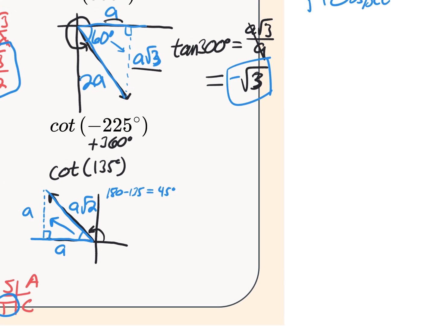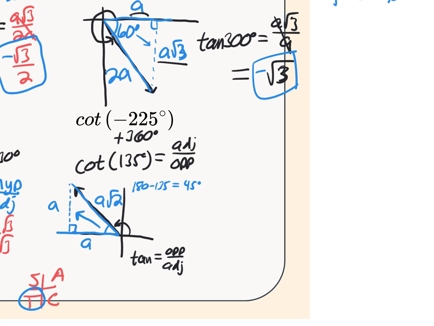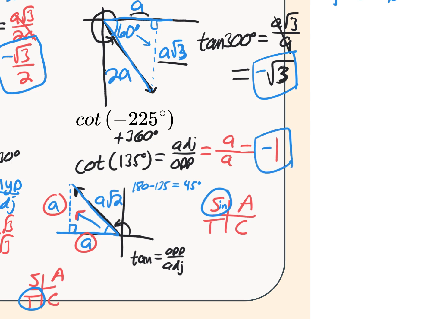Cotangent, if you're not sure using SOHCAHTOA what cotangent is, keep in mind that tangent is opposite over the adjacent. That means cotangent has to be the adjacent over the opposite. And the adjacent in this case is a, and the opposite is also a, so I get a over a, which is 1. Last thing you want to do, All Students Take Calculus. In the second quadrant, sine and cosecant are positive. Everything else is negative, so this is a negative 1.